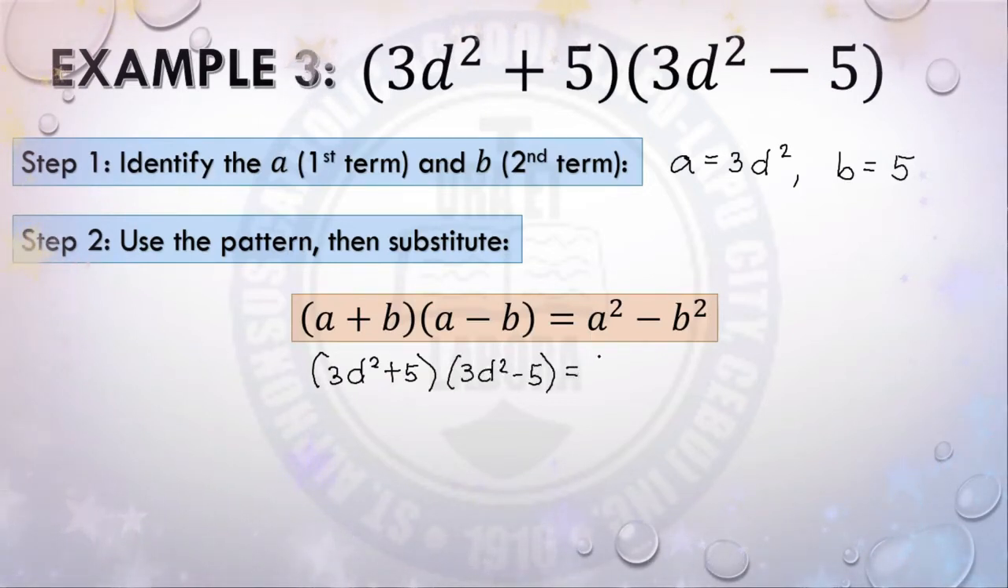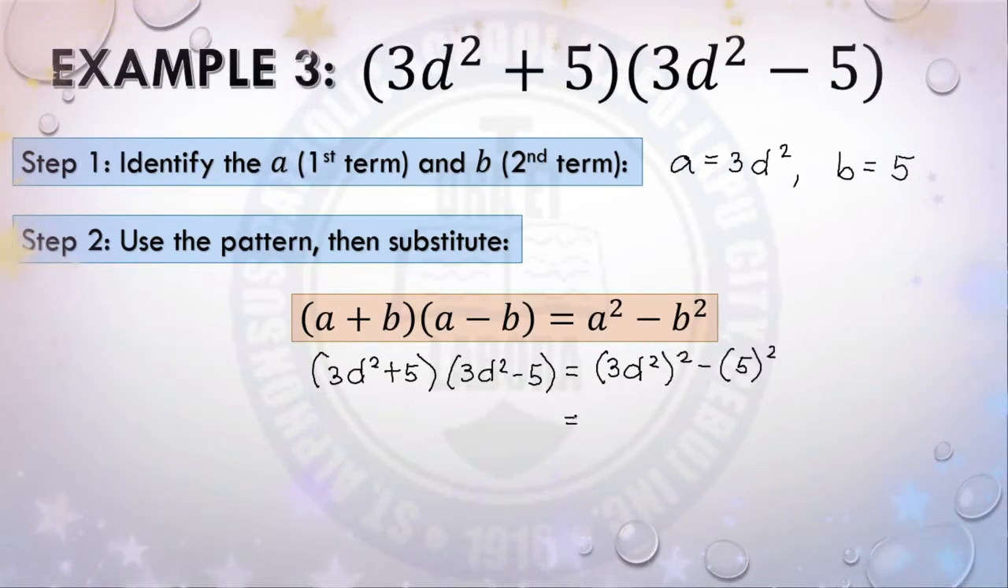Then substitute. Our first term is 3d squared, squared minus 5 squared. What do you think is the final answer? Please choose your answer wisely. If your answer is 9d to the 4th minus 25, then very good, you're correct.